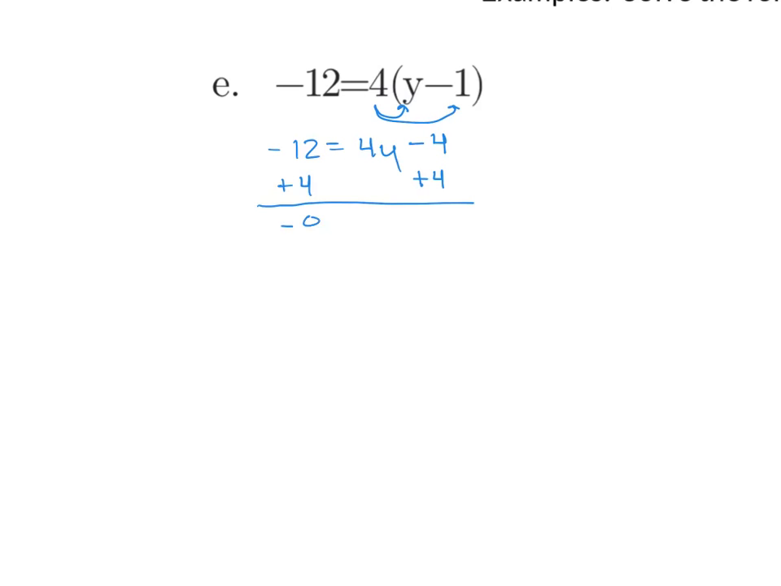Negative 12 plus 4, we have different signs, so we are going to subtract. Keep the sign of the larger number. We get negative 8 equals 4y. And then I can divide by 4. We get negative 2 equals y.